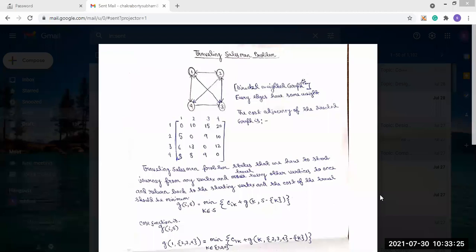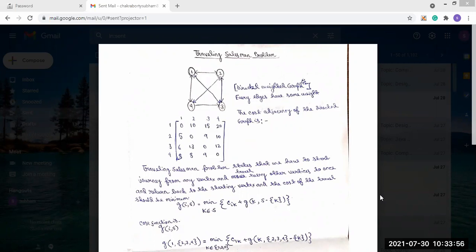And after covering all the cities, he will go back to the starting position again. But one thing: for covering all the cities, he will cover each only one time. And we will have to find the shortest path from there.